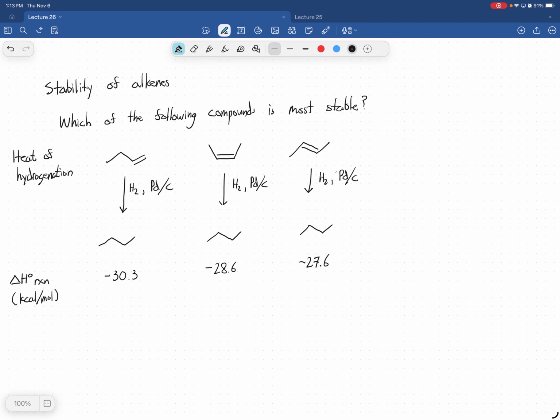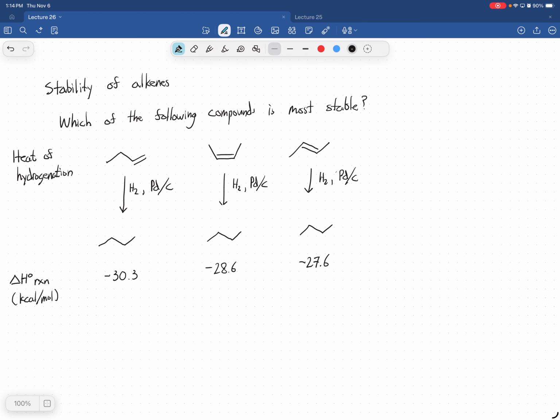So the less negative the number, the more stable the alkene was, because it didn't release that much heat. All right. So if you don't release that much heat, you're pretty much a stable compound. So in this case, which one out of all these three is the most stable alkene? The last one, because it released the least amount of heat, right? So it was pretty stable to begin with, all right?